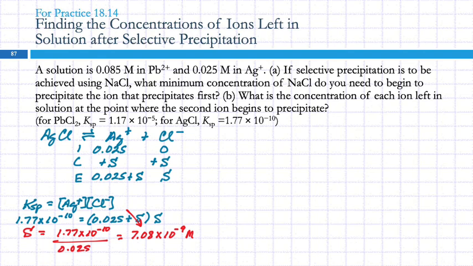What does that equal? That's S, right? S is the chloride ion concentration where the silver starts to precipitate. So what minimum concentration of sodium chloride do you need to precipitate the first ion? That would be this number right here. So that's the answer to A.